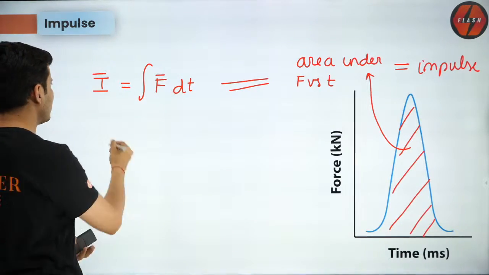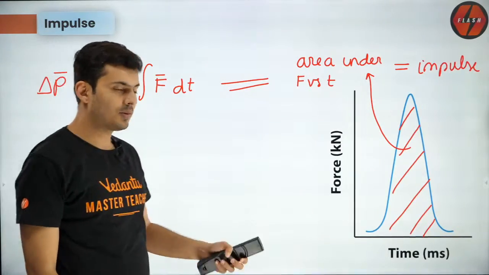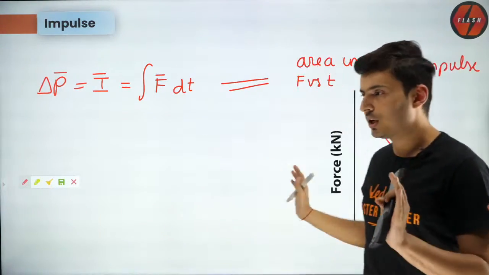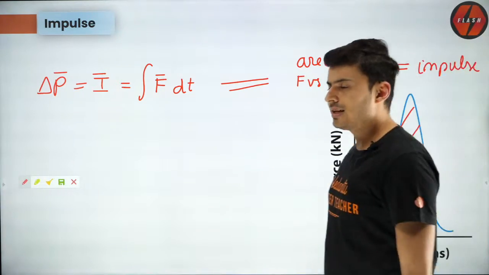All right, I hope this is also clear. And impulse is nothing but also the change in the momentum. That's what we are seeing. I hope you're making notes of this. Make notes of this. Is everybody understanding this very simple stuff?